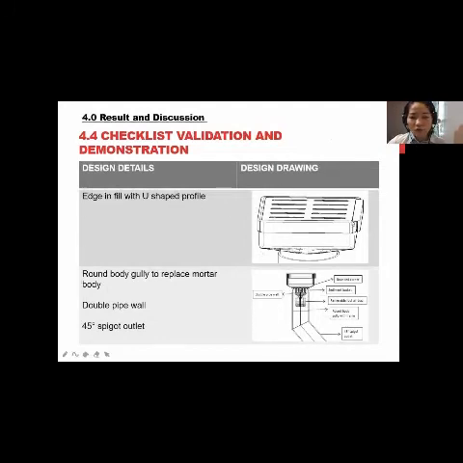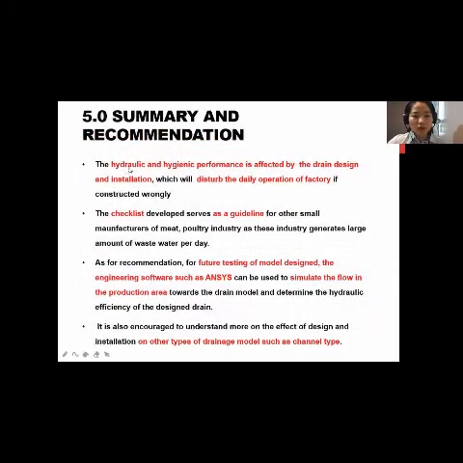The U-shaped profile is here to prevent the accumulation of wastewater. And in this side view you can see the internal structure, which shows the presence of the minimum required components. And it has a double pipe wall to resist thermal change and a 45 degrees outlet to ease the cleaning process. So the hydraulic and hygienic performance is really affected by the drain design and installation.